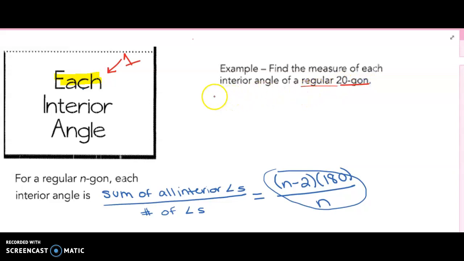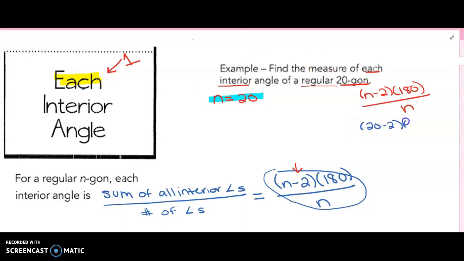Okay, well that makes it easy. Our n here has to be 20. And we want to find each interior angle, so one interior angle. So we would use this formula down here, the n minus 2 times 180 over n. Now all I'm going to do is substitute 20 everywhere I see an n. So n minus 2 is now going to be 20 minus 2 times 180 over my n, once again, is 20.